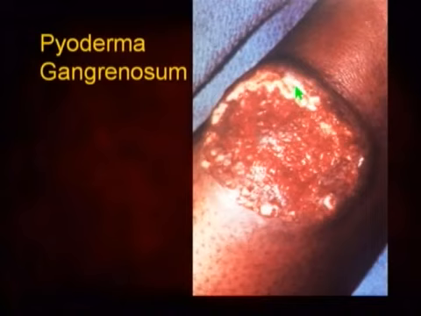And here's another example, just kind of a run-of-the-mill ulcer, but then when you look at the border, it's sort of undermined and kind of got a bluish or bluish-purple color to it.